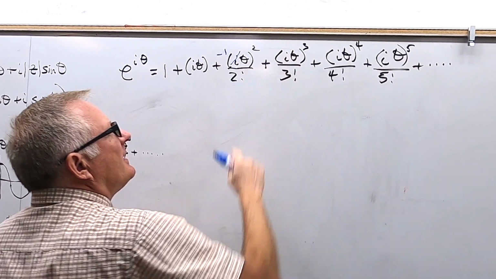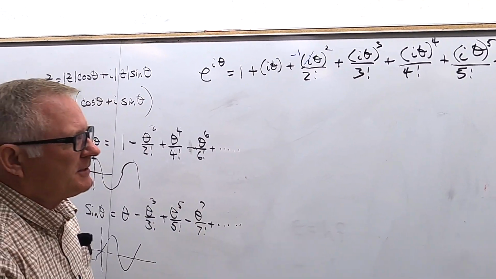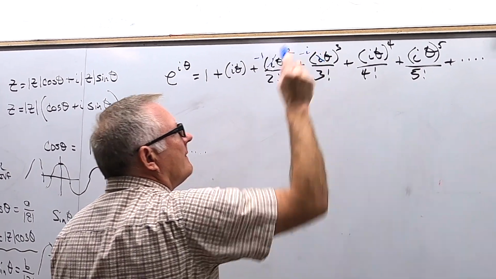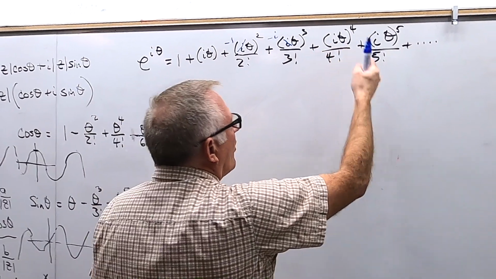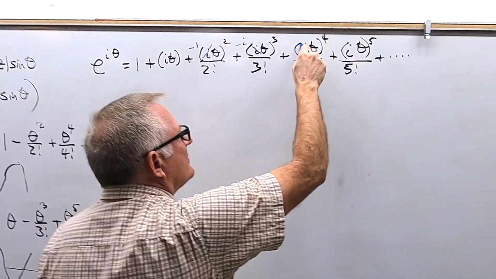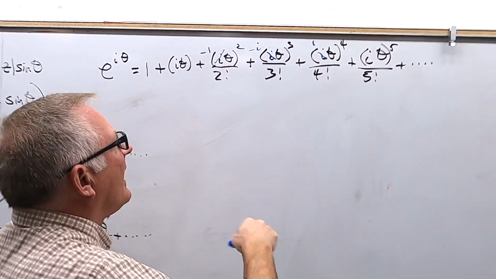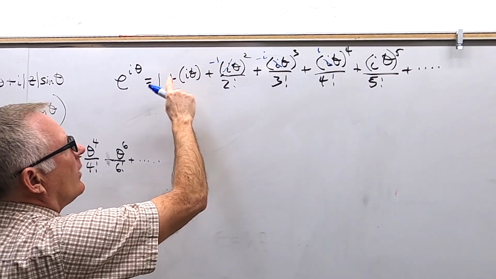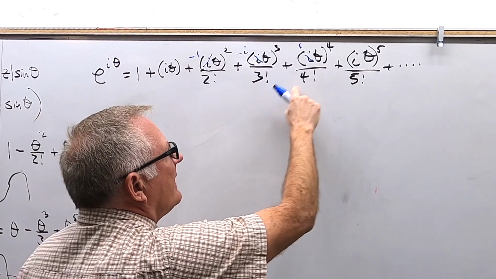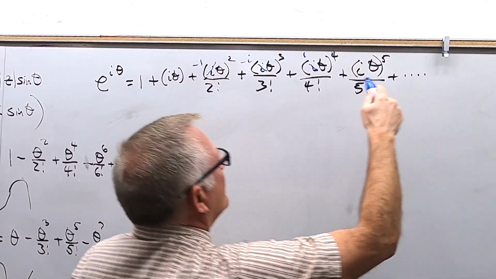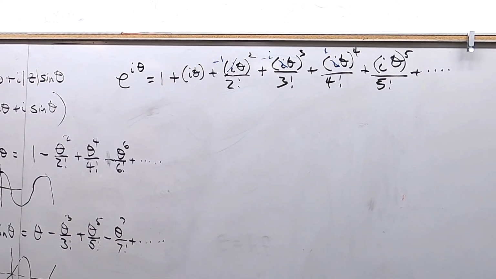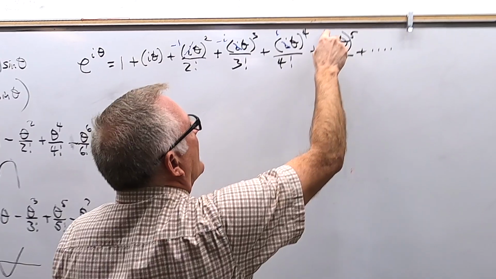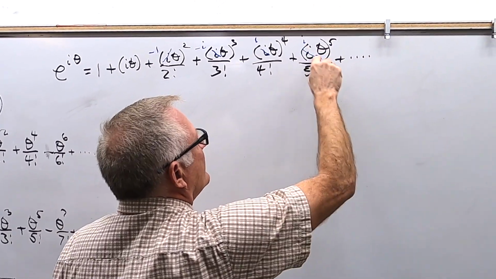I cubed is minus 1 times I, so that's just minus I. I to the 4th is back to 1 again. I to the 5th is back to I. You're just going to keep repeating yourselves. It's 1, I, minus 1, minus I. So this one is 1, this one's I, and so on, right there.